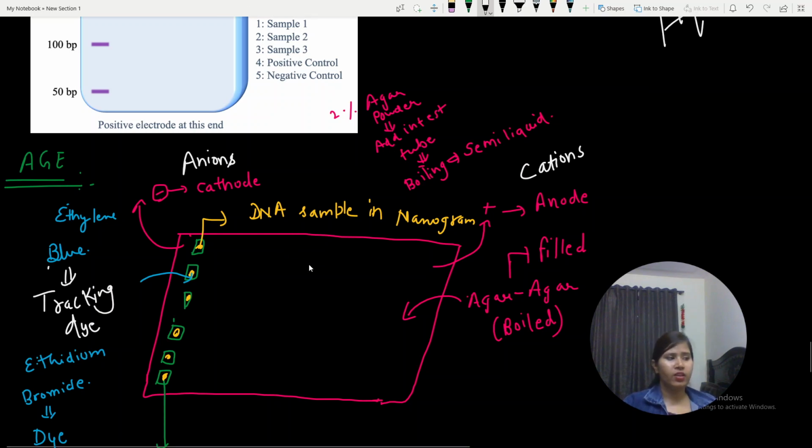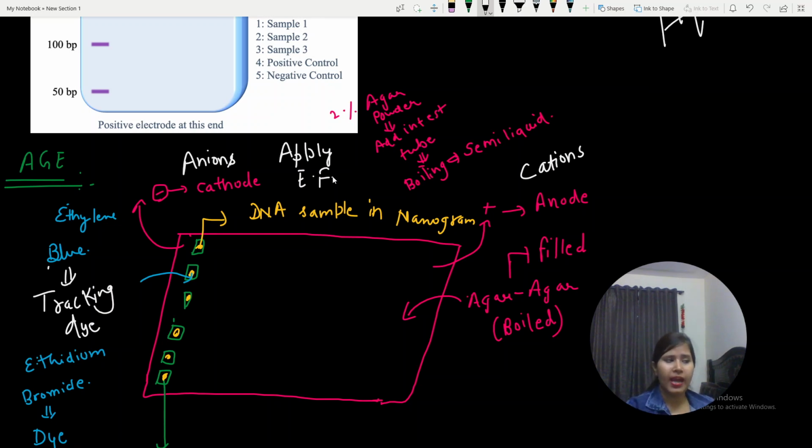When you apply an electric field here, a voltage difference is created and your DNA sample will start to move. The DNA sample is negatively charged and starts to move toward the anode, which is positively charged and situated far away from the negative end.